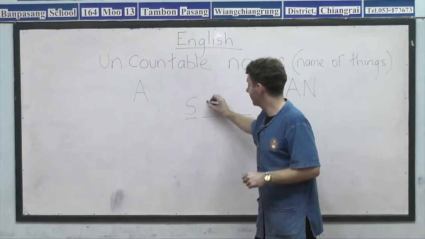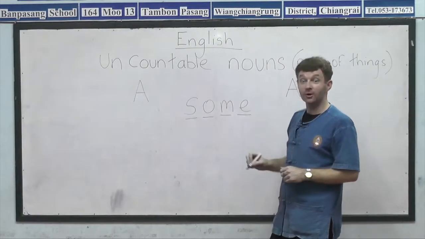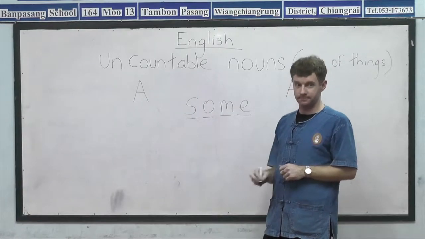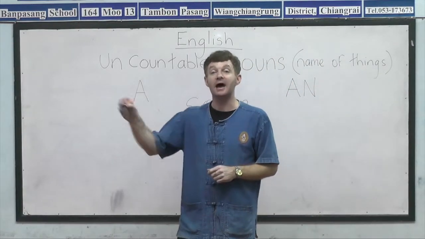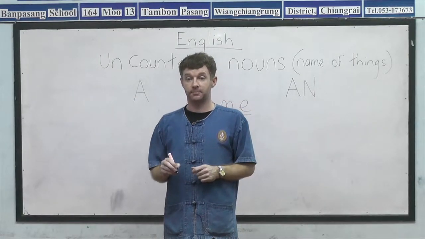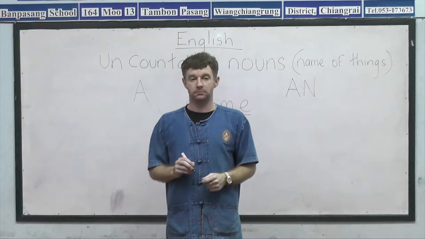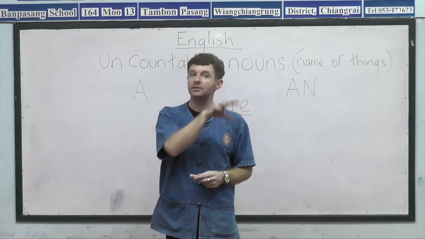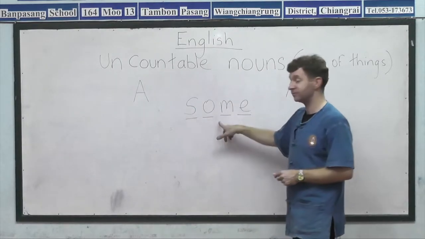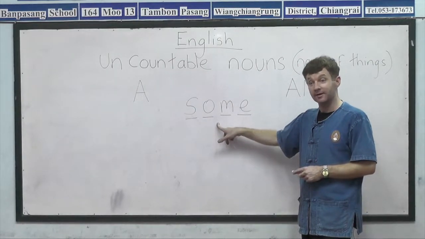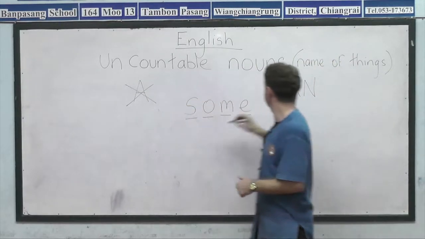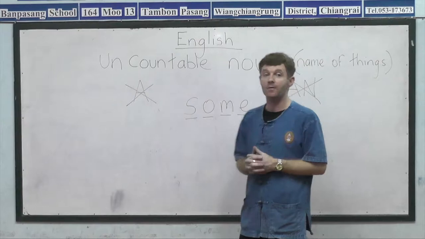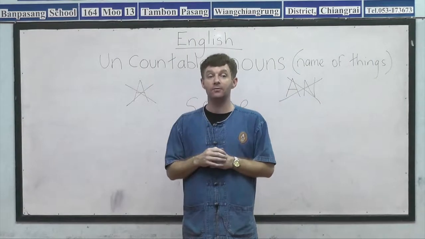We say some. Yes, with uncountable nouns, we use the word some. Remember before, I have a banana. I have an apple. But we don't say, I have a coffee. I have an coffee. We say, I have some coffee. When we talk about uncountable nouns, we need to use the word some. Understand, guys? Okay, so now we have some more uncountable nouns for us to practice.